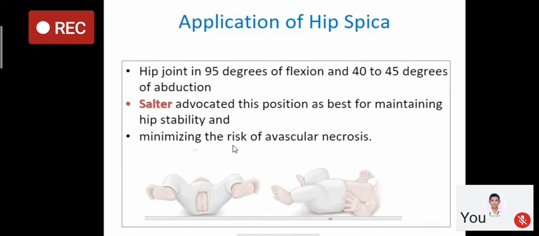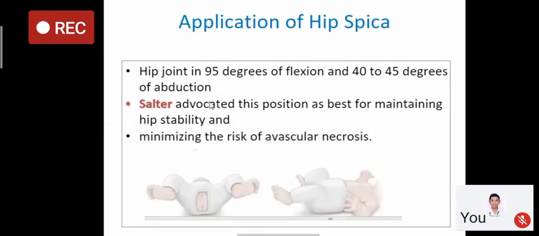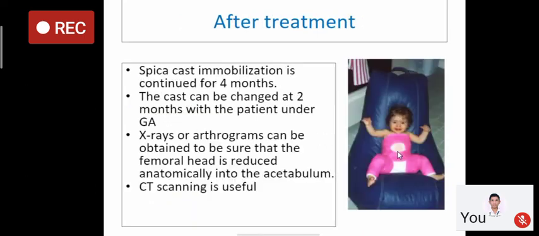Then hip spica. After reduction, the hip spica is given for maintenance of reduction. There are minimal chances of avascular necrosis in this. Spica immobilization is continued for 4 months, and the cast is to be changed at 2 months with the patient under GA.